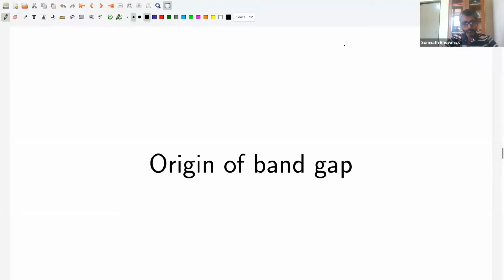Hello friends, we are going to continue our discussion on Bloch electrons. In the previous lecture, we solved the energy eigenvalues of Bloch electrons. We found that unlike free electrons, the energy spectrum of Bloch electrons is gapped. We defined band gap as the energy gap between the two bands at the first Brillouin zone boundary. In this lecture, let us try to understand the origin of band gap in a 1D lattice.